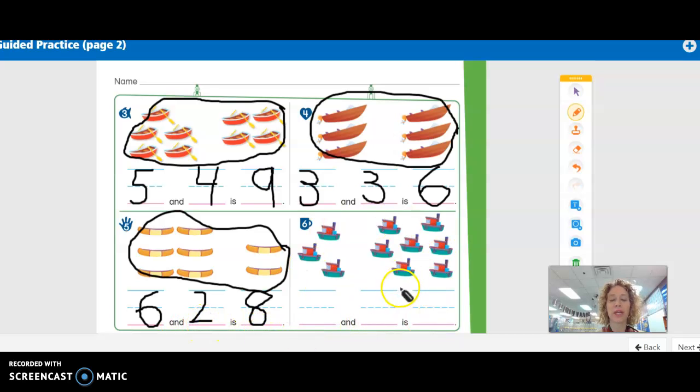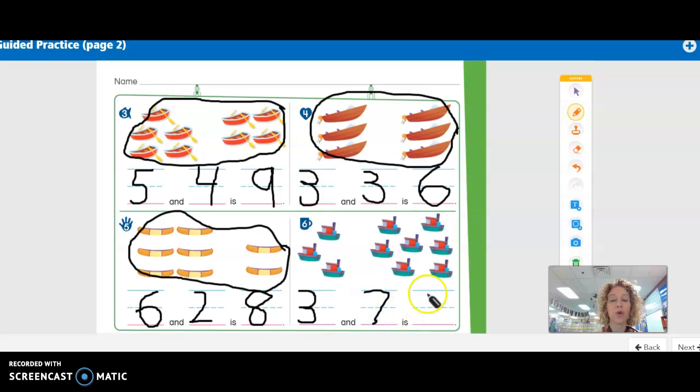All right, let's take a look at number 6. We're looking at tugboats. Let's look at this group. How many tugboats are here? 1, 2, 3. 3. So let's make a 3 in this group. Now let's count how many tugboats are here. 1, 2, 3, 4, 5, 6, 7. 7 tugboats in that group.